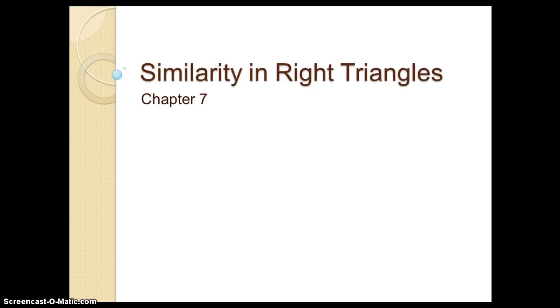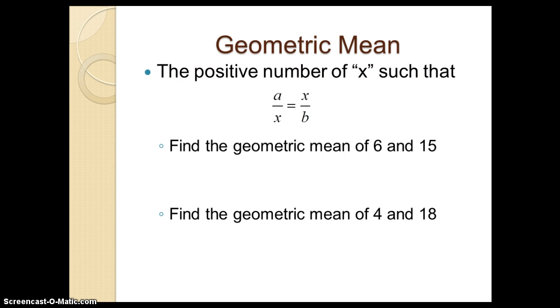We are now going to talk about similarity and specifically right triangles. Before we do that, though, we need to talk about one term called the geometric mean. This is different from our arithmetic mean, where you find the average. The geometric mean is a positive number x such that a over x is equal to x over b.